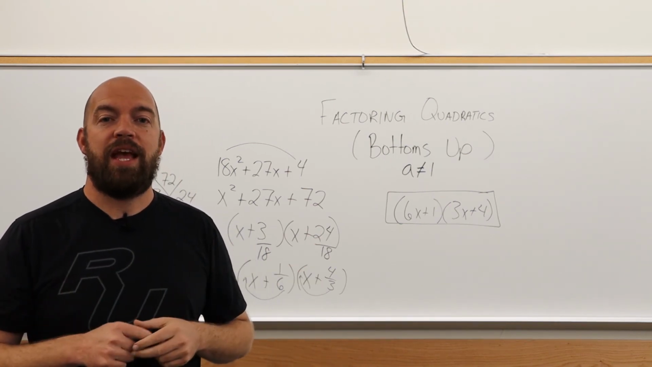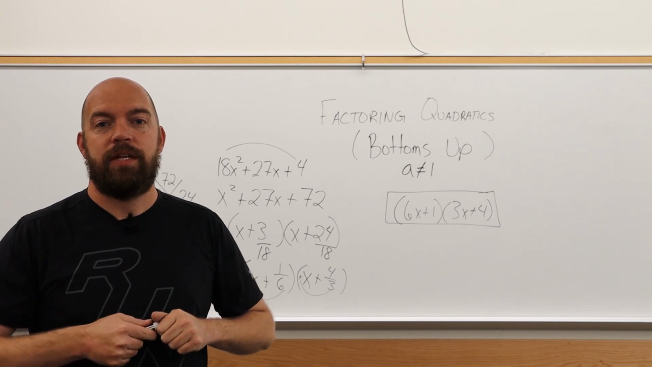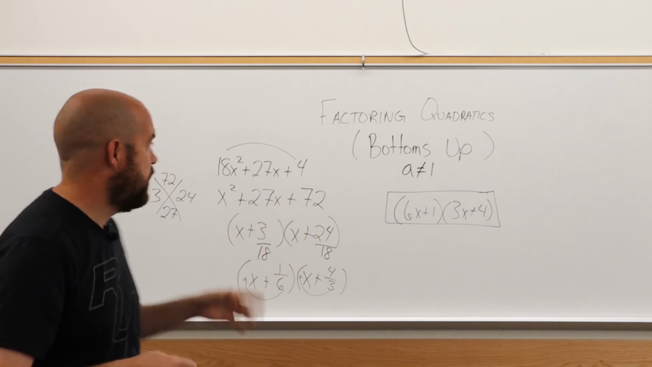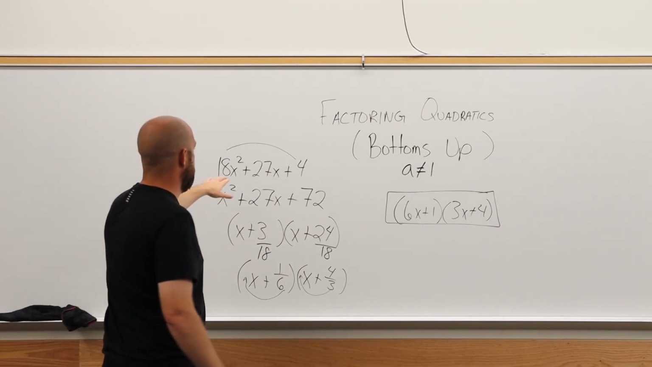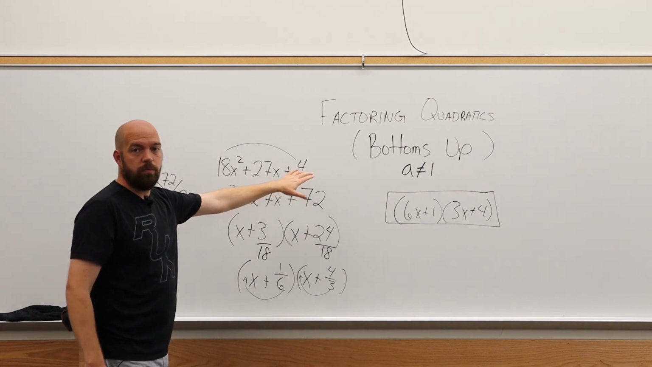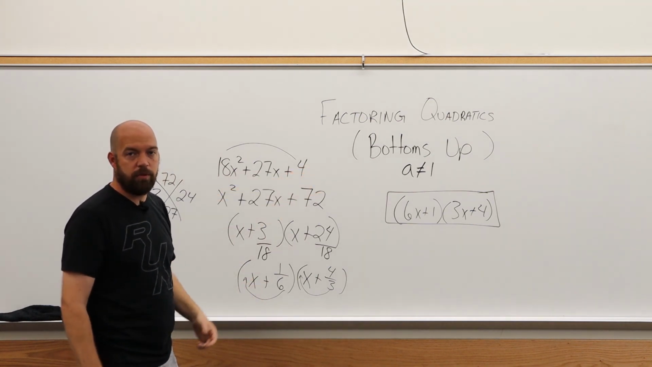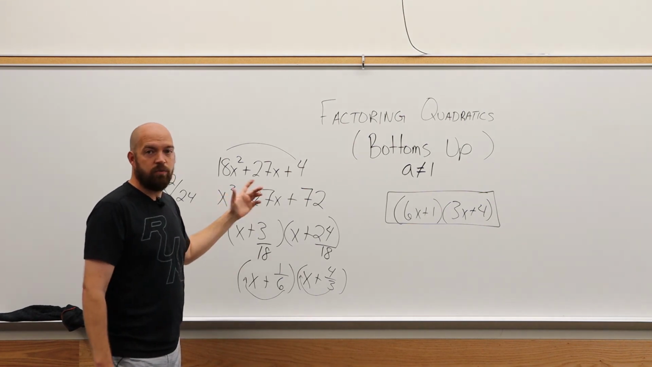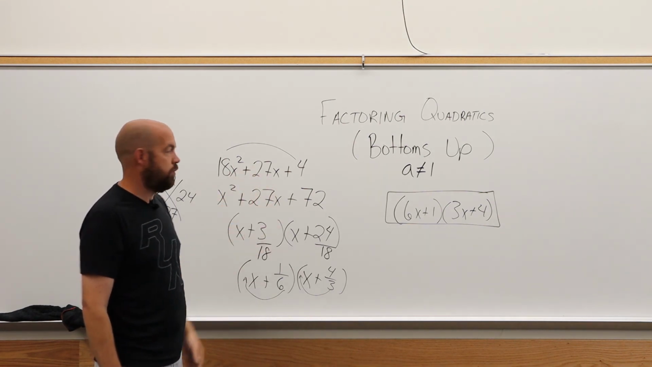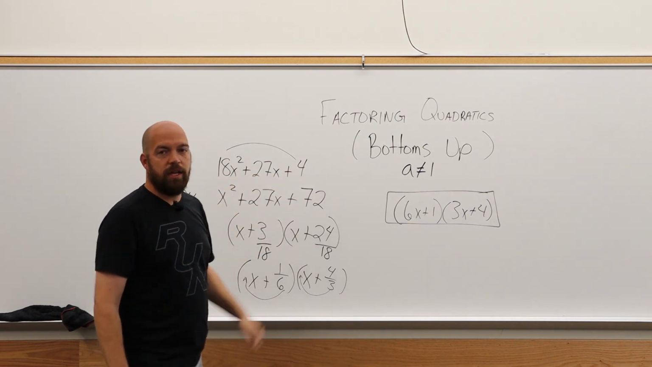This works best when the a is not a 1. Okay? A lot of other shortcuts don't work when these numbers are quite this big. So bottoms up, this is where bottoms up comes in the most handy. So big numbers at the A and the C spot.